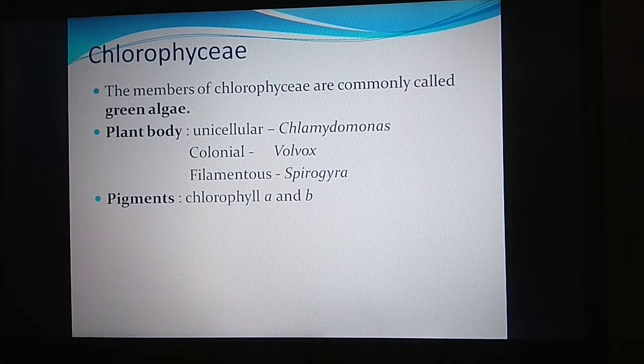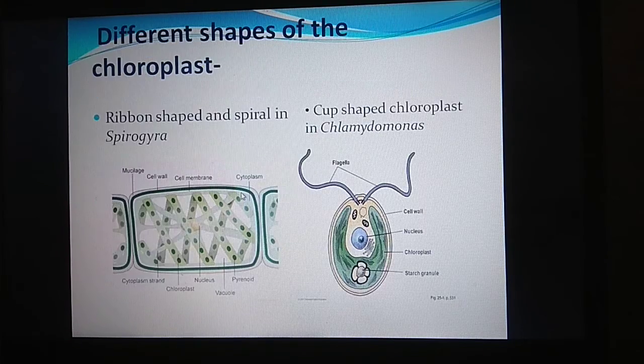First is the Chlorophyceae. The members of the Chlorophyceae are also known as green algae, as they contain the pigments chlorophyll A and B. As you can see, the pigments contained in the Chlorophyceae are chlorophyll A and B. Okay, and the plant body of these Chlorophyceae are unicellular, such as in the case of Chlamydomonas. They are also colonial forms, such as in Volvox, and some are filamentous, such as in Spirogyra.